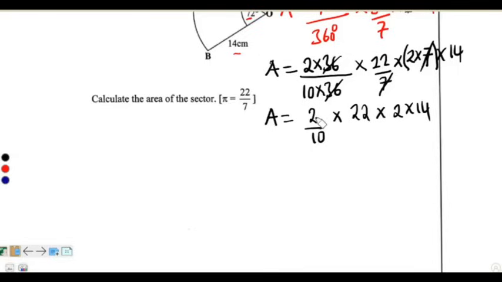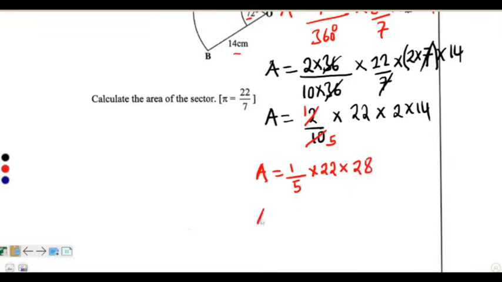Okay, so from here, we can cancel this 2, 2 into 10, it's a 5. So I'll say area is equal to 1 over 5. So 1 over 5 times what? We have a 22 right here. So 1 over 5 times 22, then times 2 times 14, this will give us a 28, like that.